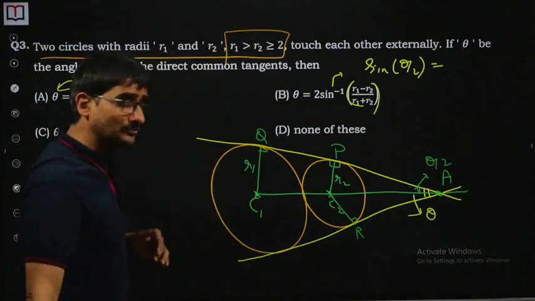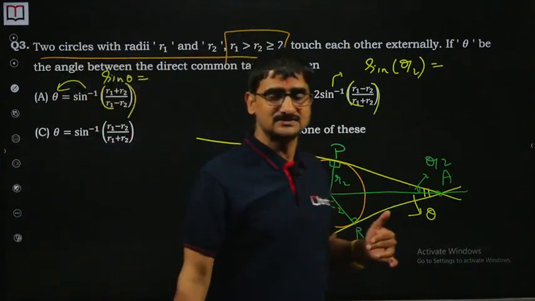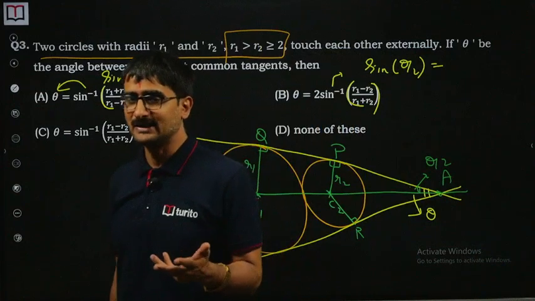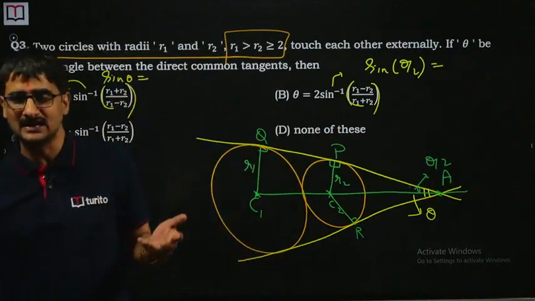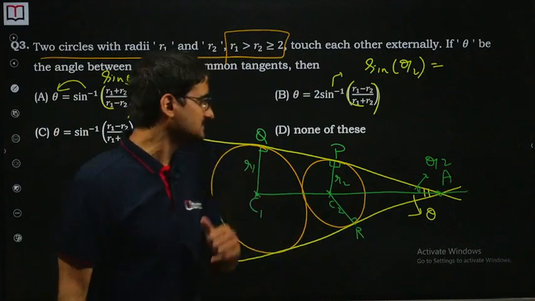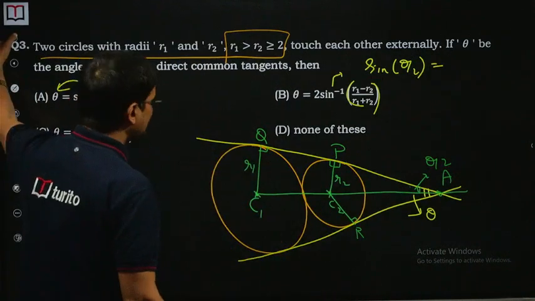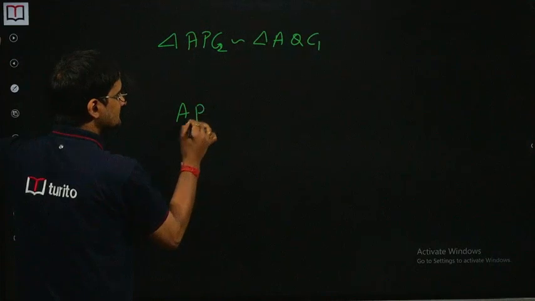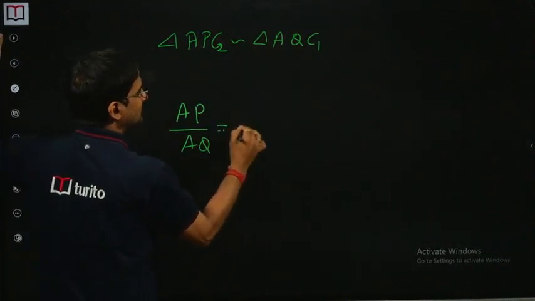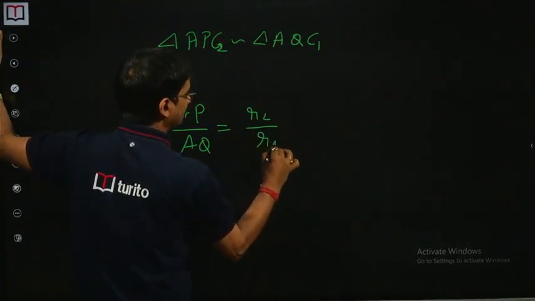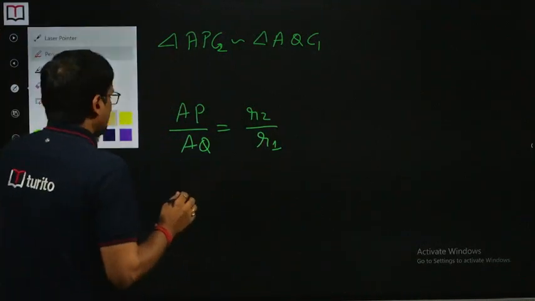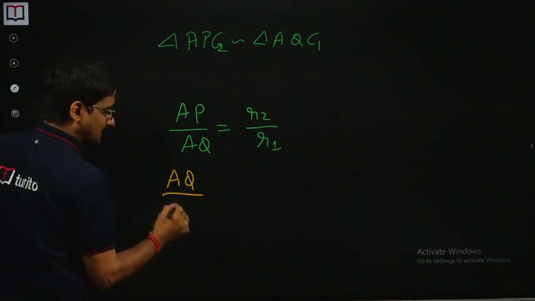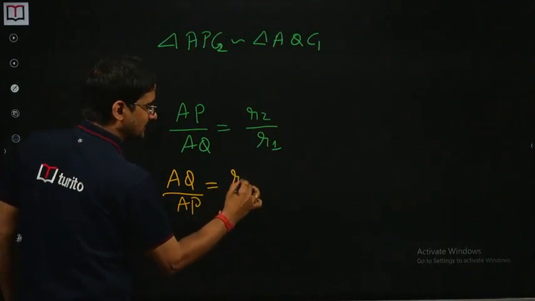Now if two triangles are similar, using CPSC, corresponding parts of similar triangles, what does it say? That the ratio of the corresponding sides is equal. So I will write here that AP is to AQ is equal to R2 is to R1, isn't that so? Now AQ is larger than AP, so I will write its reciprocal, R1 by R2.